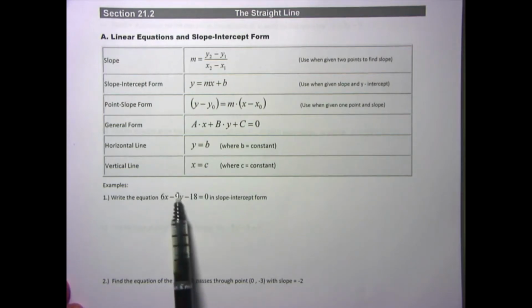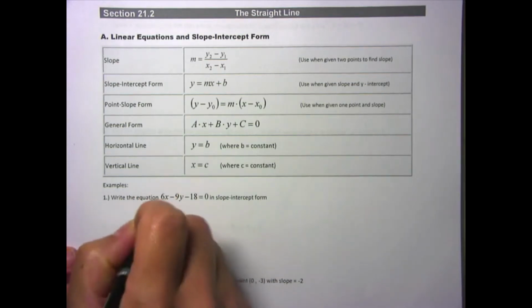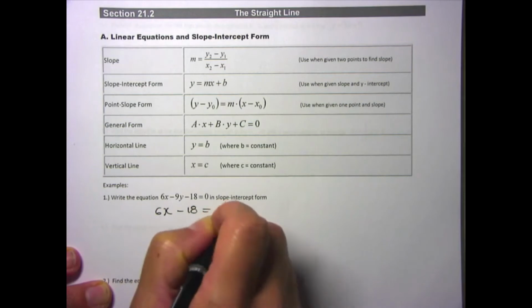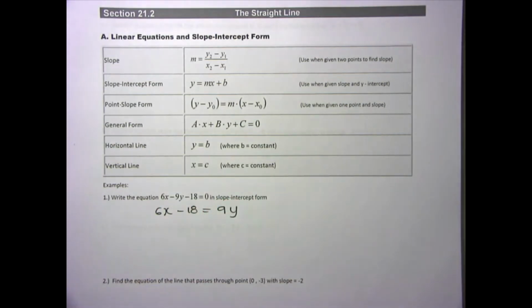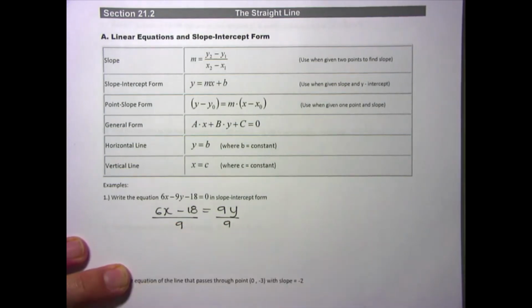So I'm going to do this by taking this term and moving it to the other side. So 6x minus 18 is equal to 9 times y. It doesn't matter in equality which components you write on which side. It's just an equality, it's just a scale, it doesn't matter. All right, so the next thing that we need to do to get y by itself is to divide both sides by 9.